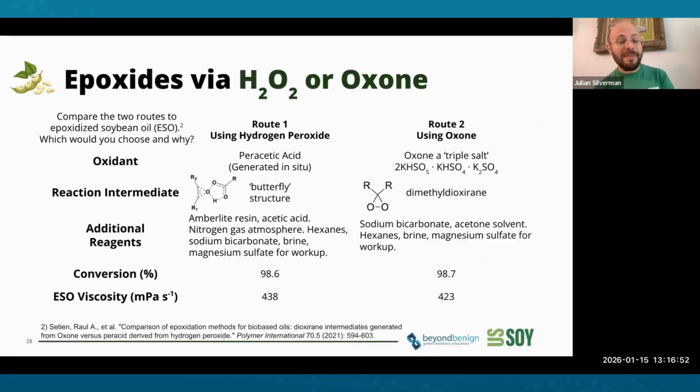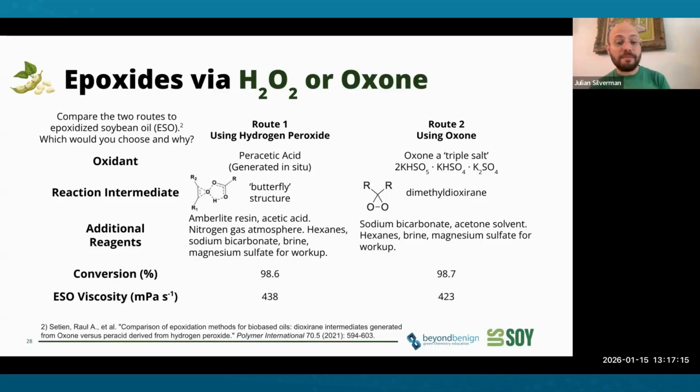And so this is about as deep as we'll get today, but know that there are generally two routes to get to these epoxides using soybean oil. The commercial route is the one on the left using the hydrogen peroxide. Hydrogen peroxide, as you know, is not only a common oxidant, but it's relatively safe. In this case, it generates a different type of reaction intermediate than the alternative, which we'll talk about.